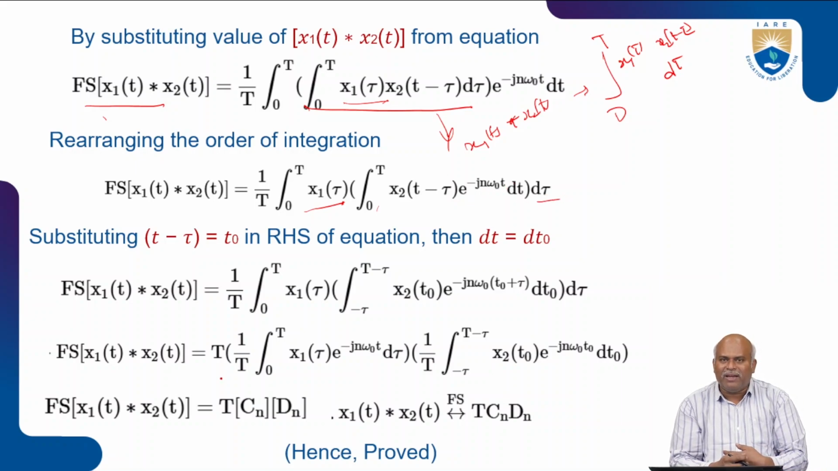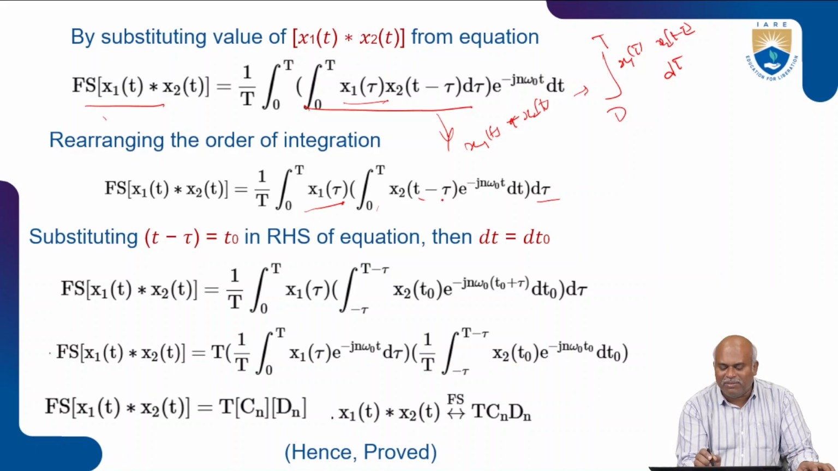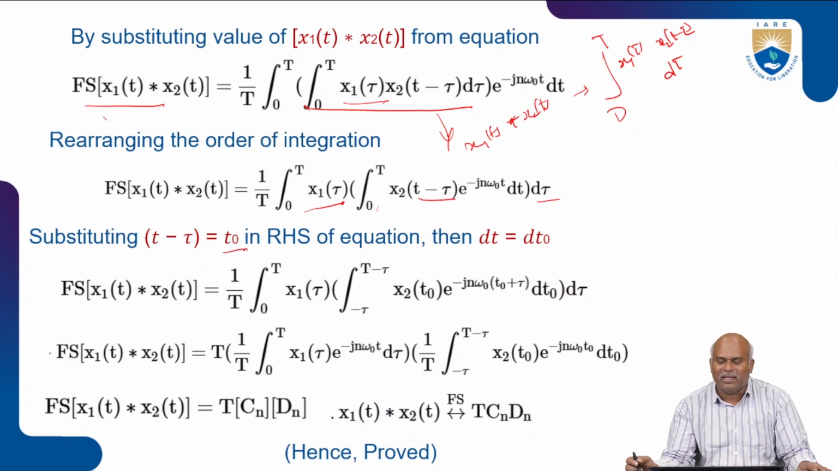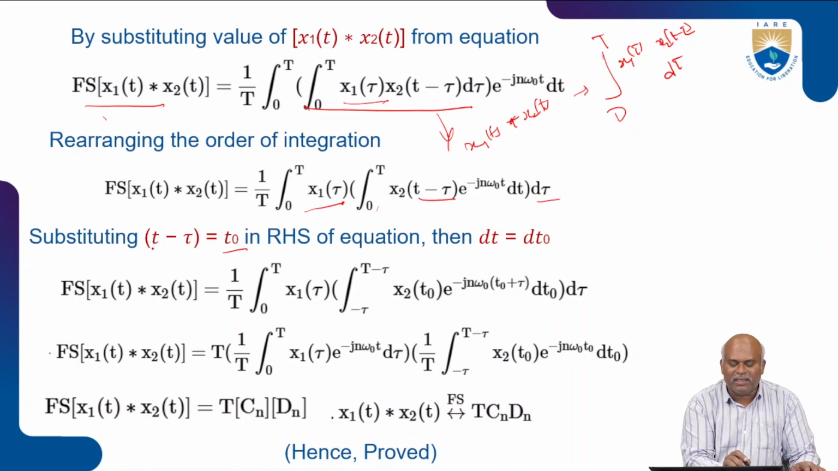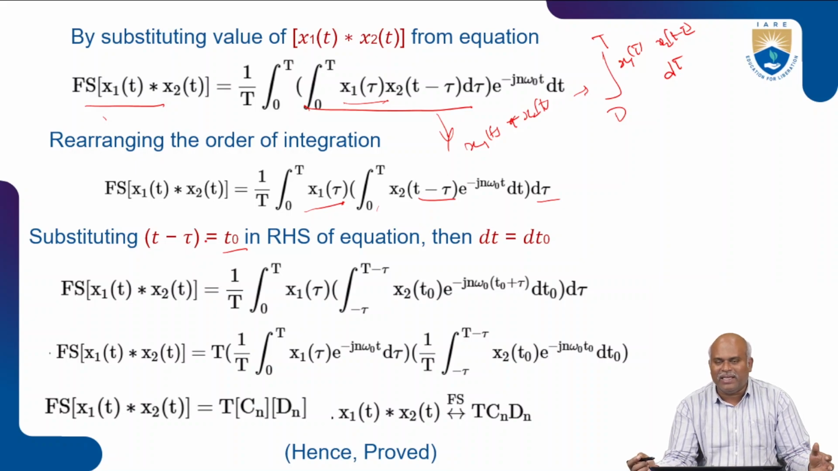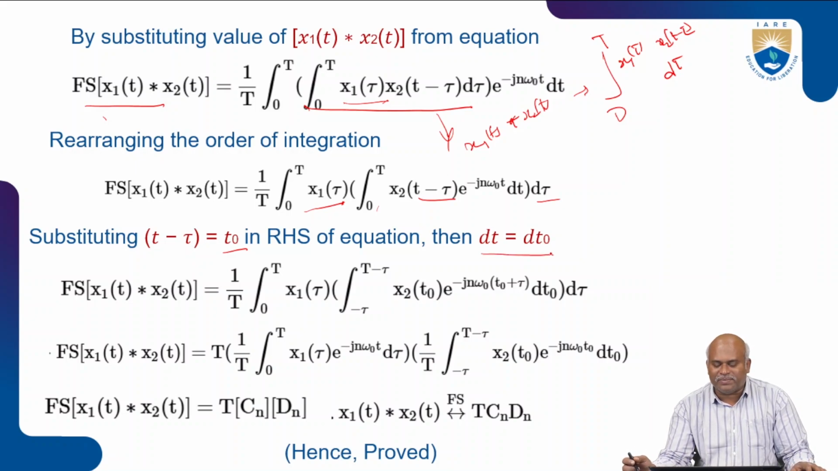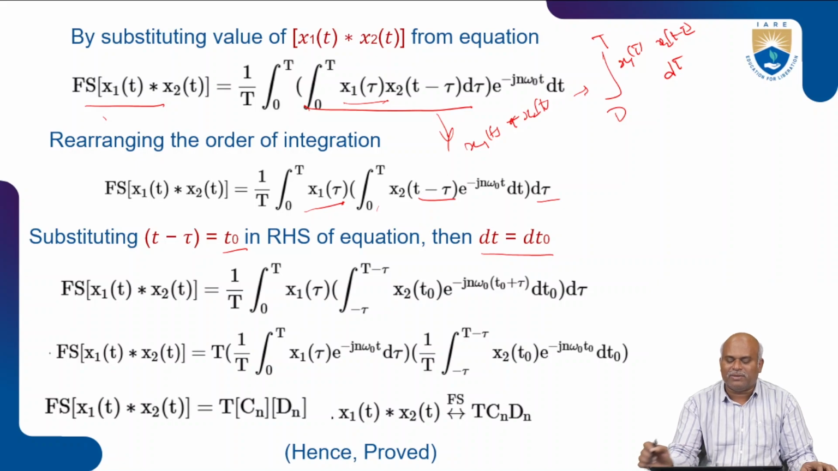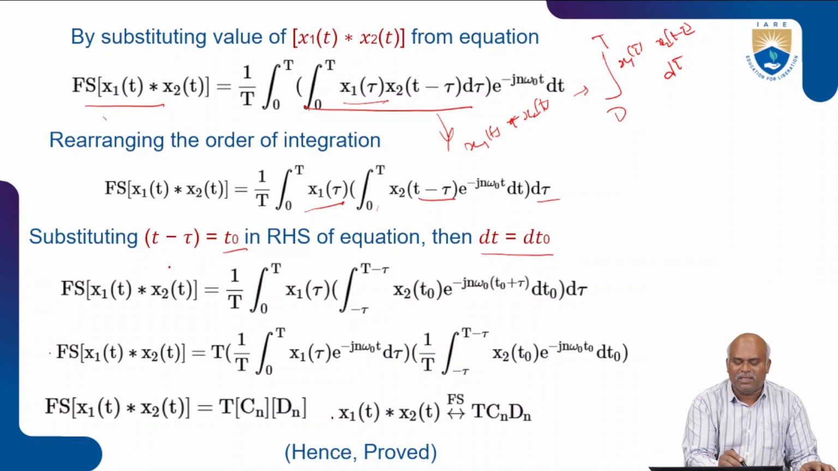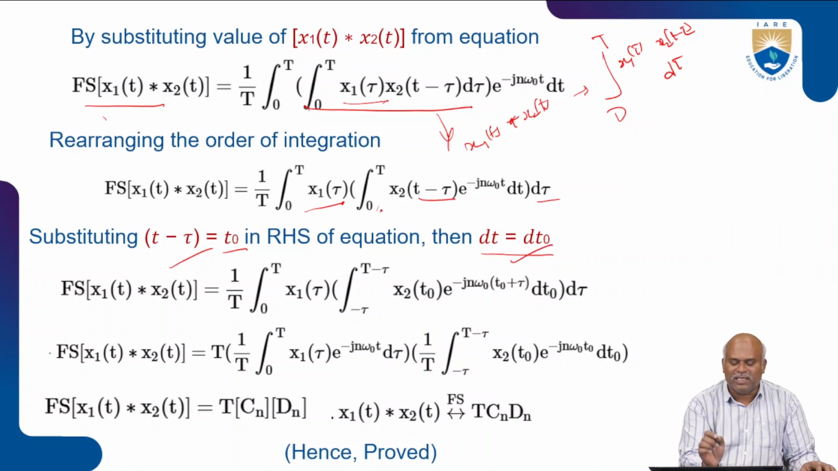Now I should write for the t minus tau. This t minus tau I write as t0. Now in this case, dt by dt0, the d by dt is going to cancel. So finally we got dt equal to dt0. We can substitute all the values from this equation.